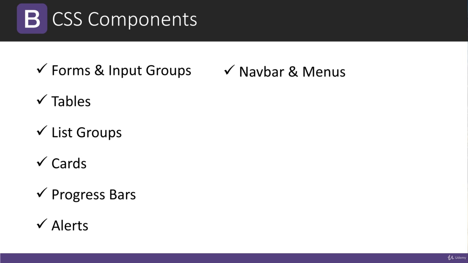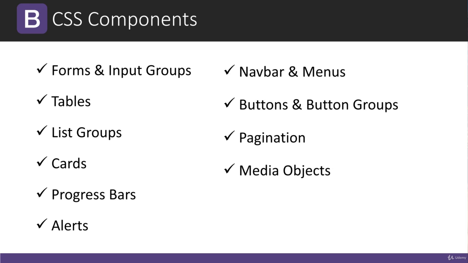Navbar and menus is a huge one, because to implement a navbar with just HTML, CSS, and maybe JavaScript for some drop downs is quite difficult actually. And Bootstrap makes it very, very easy to get that functionality. We also have buttons and button groups, pagination, media objects for like news sites and blogs, a jumbotron, which is like a big showcase area that you can put headings and buttons and all kinds of stuff in.